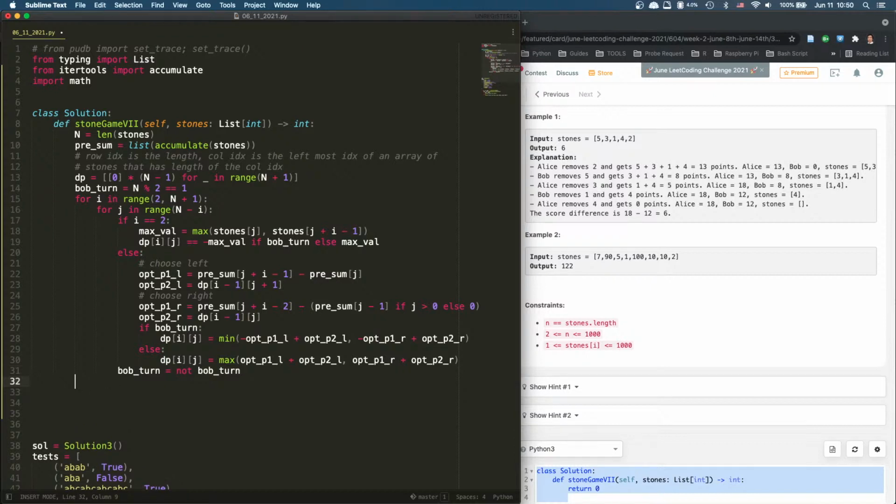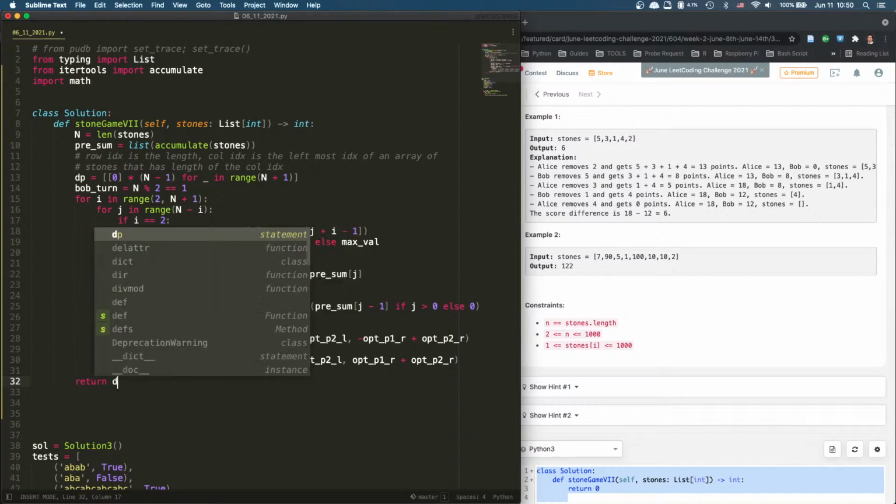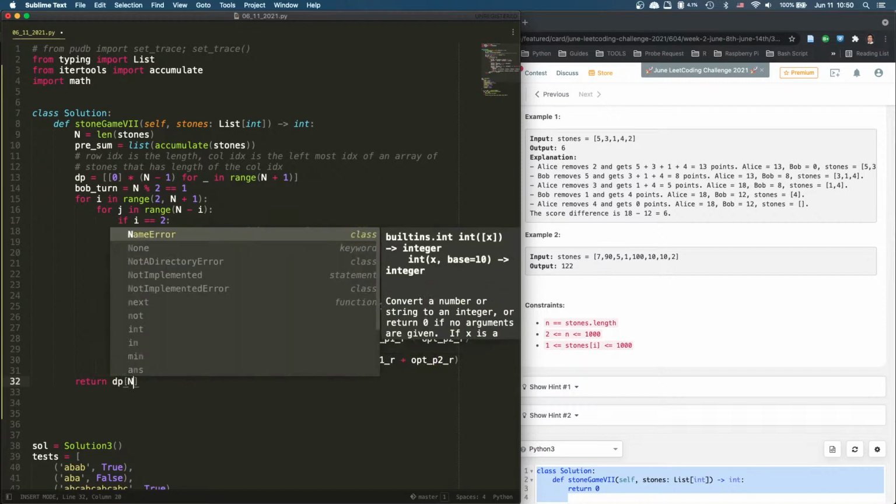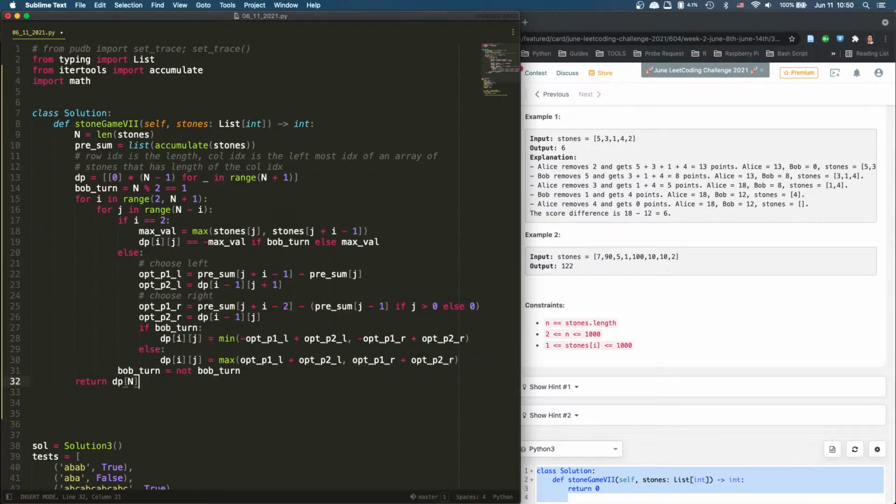So this is the table. Once we're done, we're going to get our result at dp[n][0], where the length is n. This is from the start. Okay. Exciting moment. Here we go. Let's test.